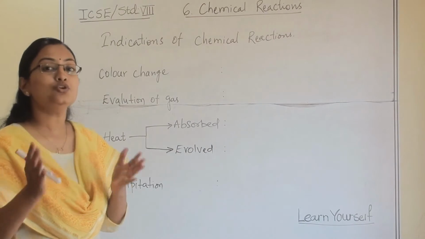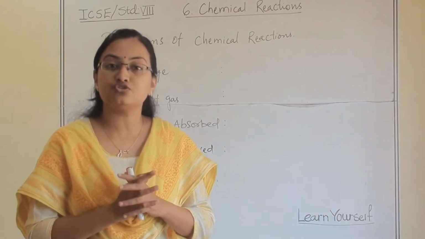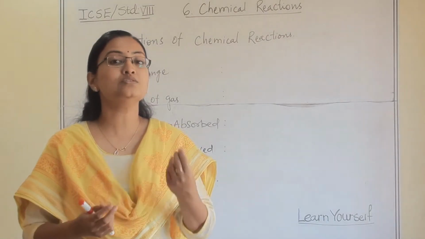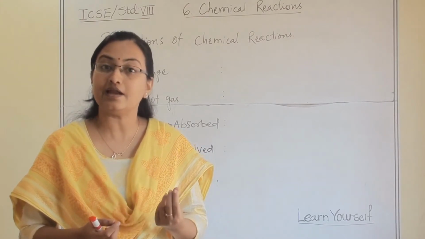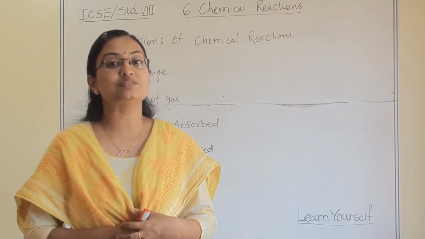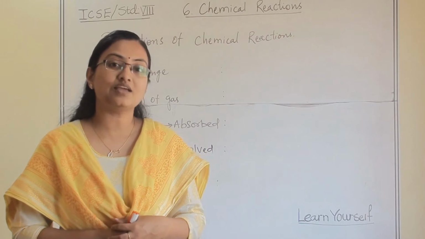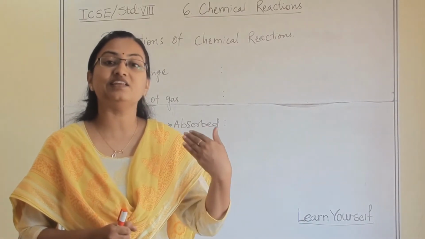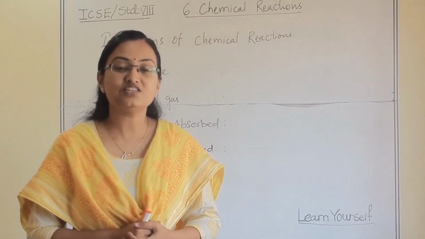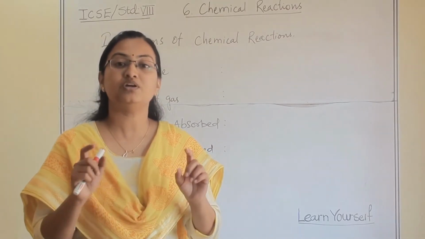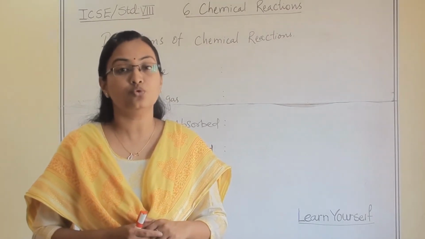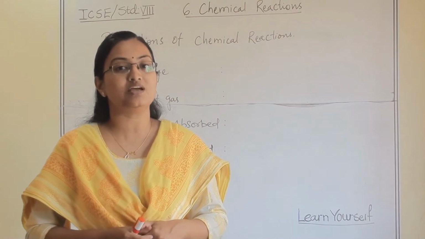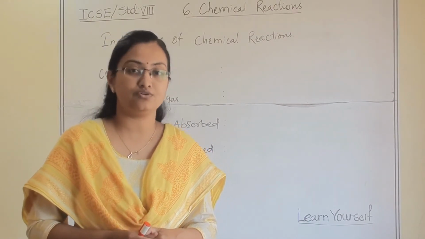Precipitation. When you are mixing two different solutions and you get one solid compound at the end, it is known as precipitate. When in the chemical reaction you are getting any solid compound, it is known as precipitate, and that reaction is known as precipitation reaction.